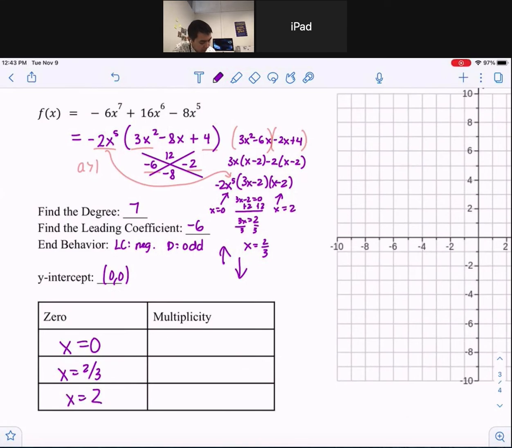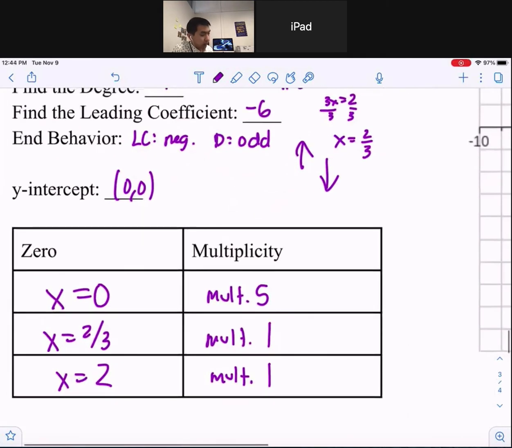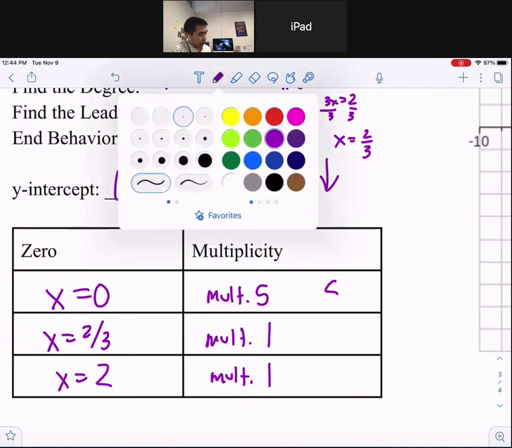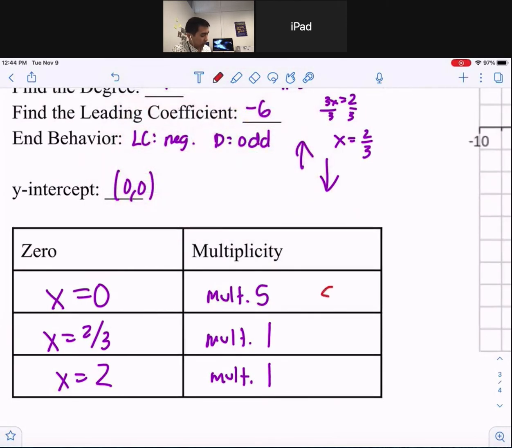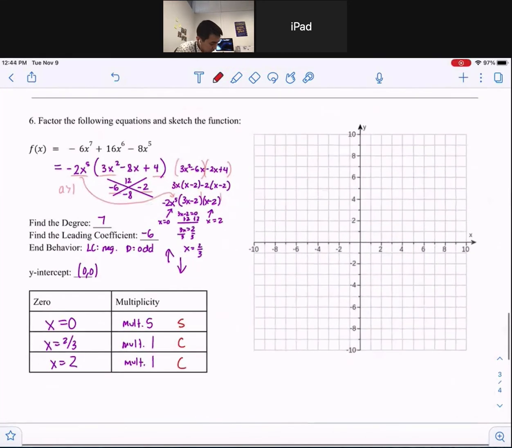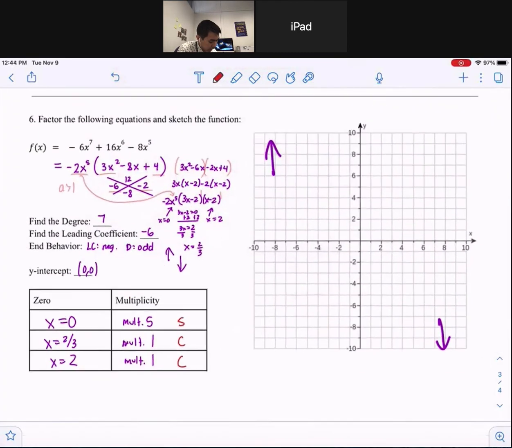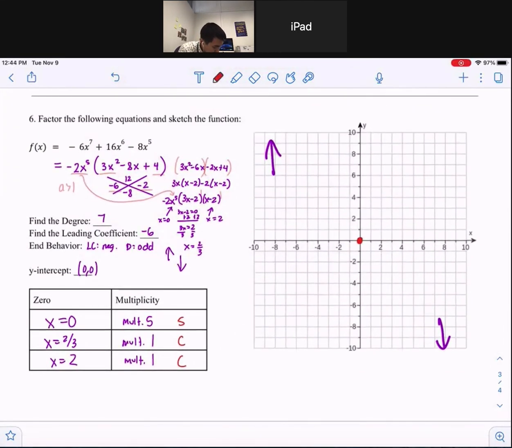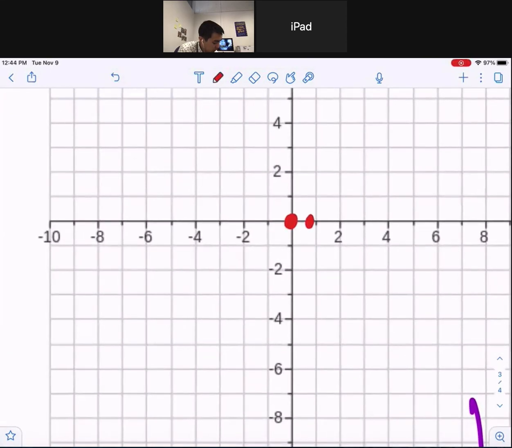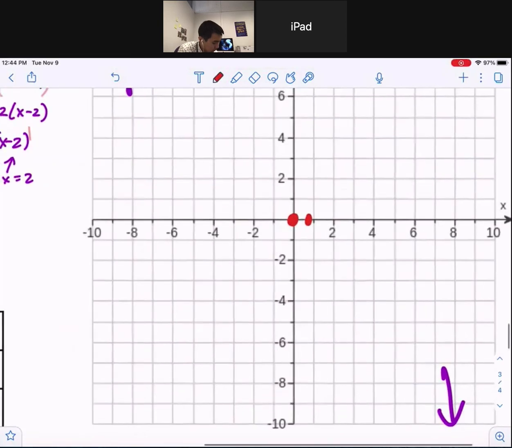And the multiplicity at 0 was 5, because you look at the degree, which was 5, and the other degrees were 1. If you look, power of 1, power of 1. Okay, so it's a 5th degree, so that's odd, so that slides, and if it's 1, that means it's going to cross. So now you graph. Up, down. We got x equals 0. x equals 2/3, it's like 0.66, so like right there. And we got x equals 2, which is right there.